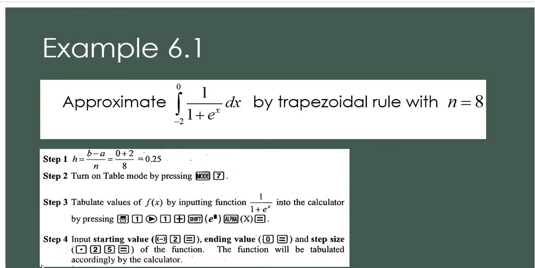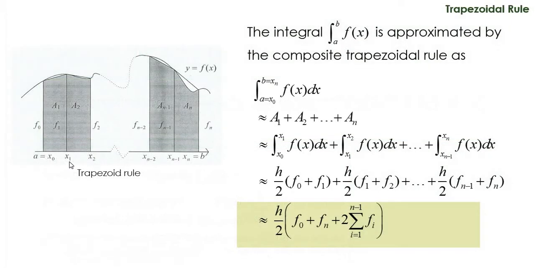Okay, next. For the first example, 6.1, the question: approximate this integral by using trapezoidal rules with n equal to 8. N is our slice of area that we have cut. How do you want to do this? The first step is for you to find our h. In the previous slide, I forgot to inform you that before we can start, we need to find the h value, because in this formula it's stated here that you have to have h/2. So in order to start, we need to find the h first.